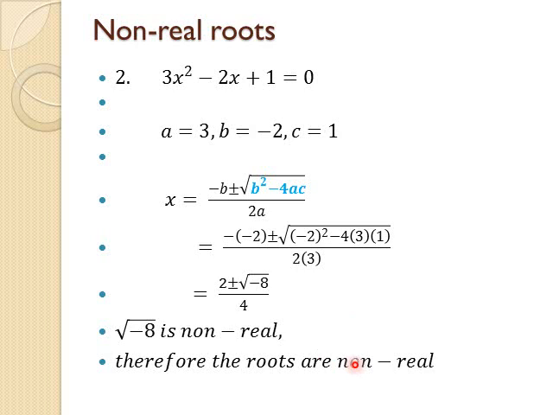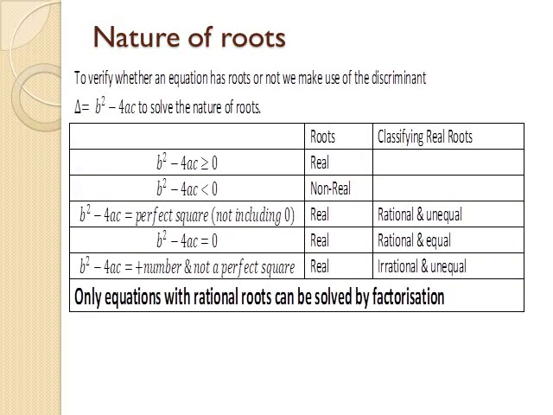In the next slide I'm just going to quickly introduce you to what we mean. Very important, b squared minus 4ac. Now when we say nature of roots, we're going to use the discriminant, b squared minus 4ac, which you saw under the square root sign there. So the discriminant equals b squared minus 4ac to solve the nature of roots. If b squared minus 4ac is greater than or equal to 0, the roots are real. If it's less than 0, the roots are non-real, meaning negative square root, non-real roots.